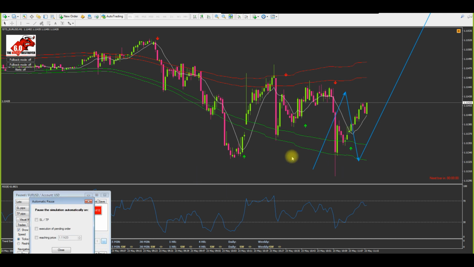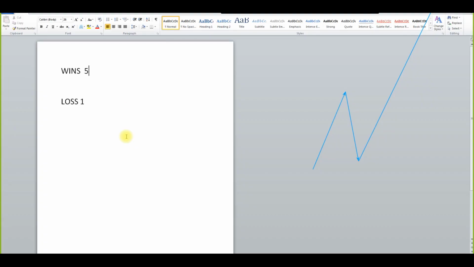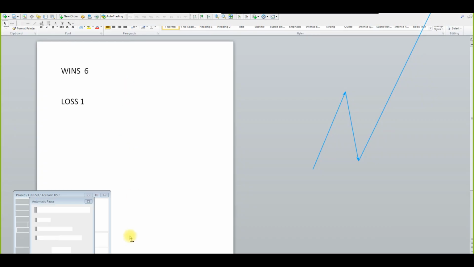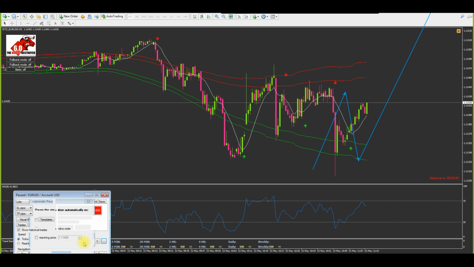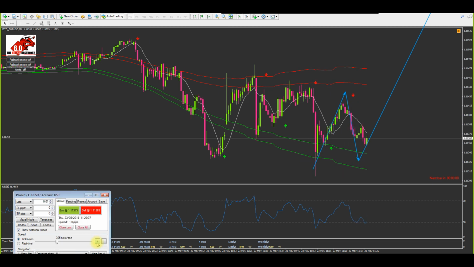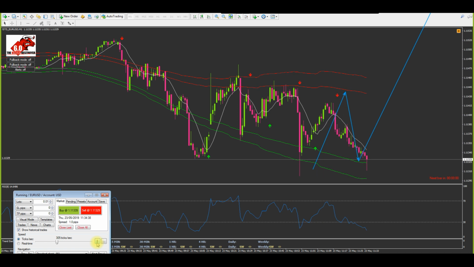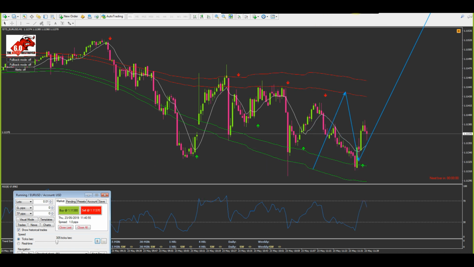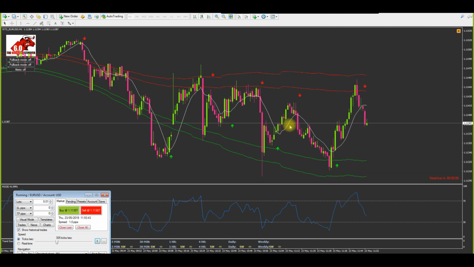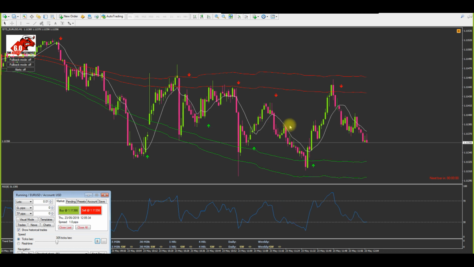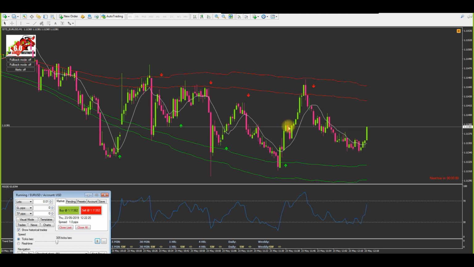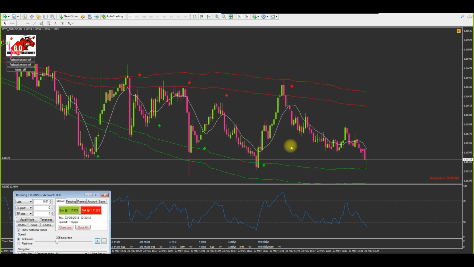Oh, notice that support zone here. I forgot to count that trade. That was 6, wasn't it? So we go back. Right, okay, we come back up. Okay, we come back down.